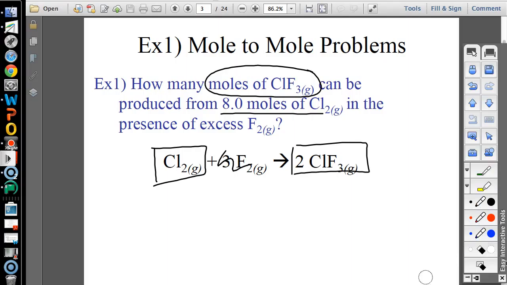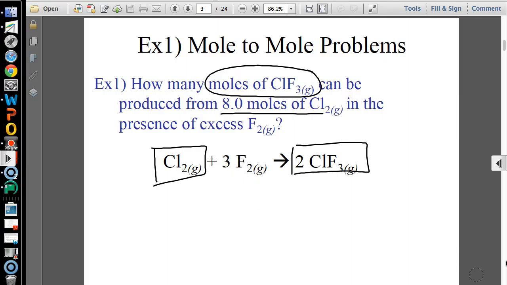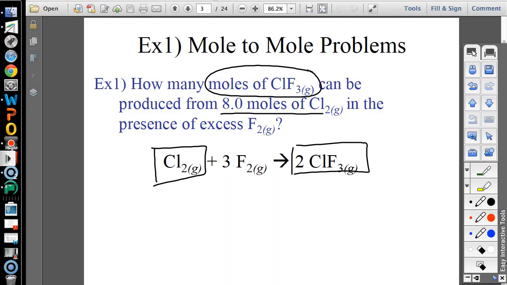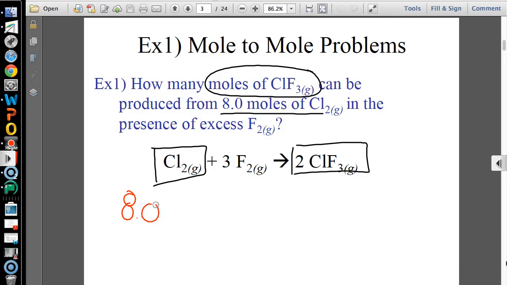So now I can go through here and I can do this problem like any other problem that we've done. And so I'm going to start with what I underlined, like always.